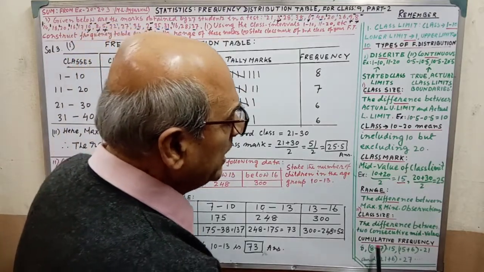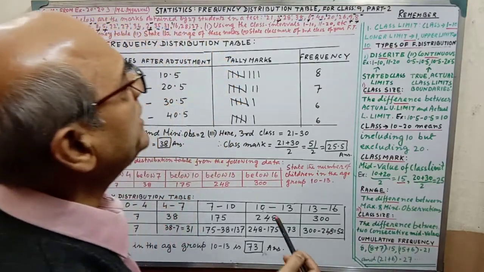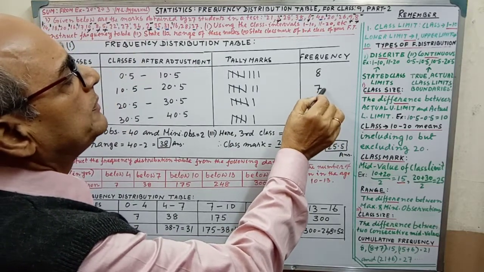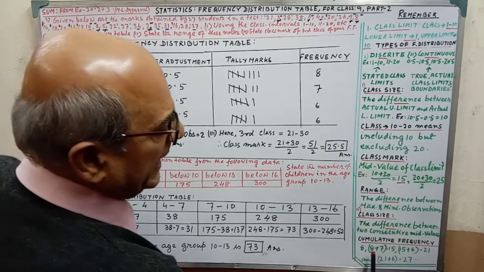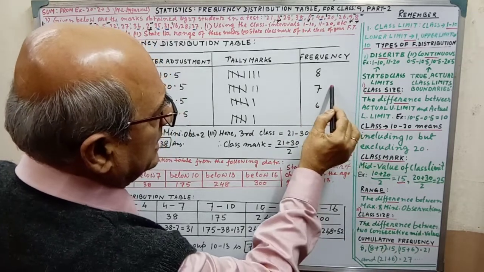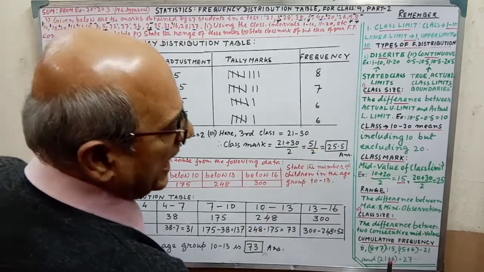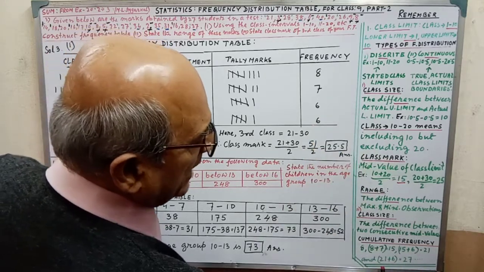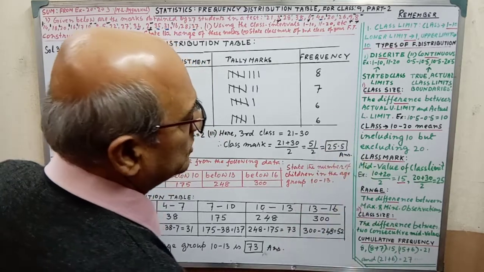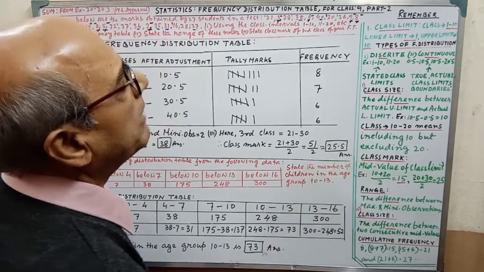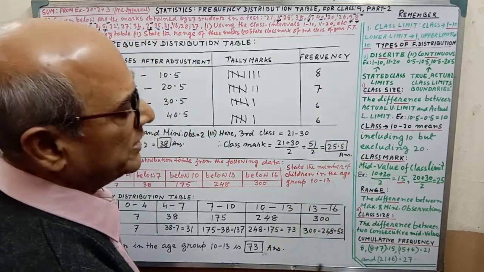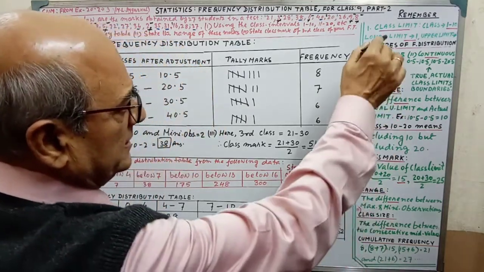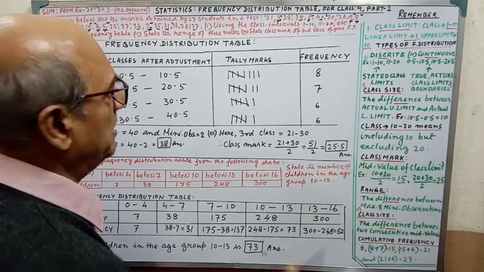Now cumulative frequency. These are the frequencies. By adding these two we get the cumulative frequency. That is 8 plus 7, 15. Here will be the CF, and 15 plus 6, that is 21, will be the CF here, and 21 plus 6, that is 27, will be the CF here. By adding the previous frequency, you will get the cumulative frequency. I think it is clear. You have to remember this.